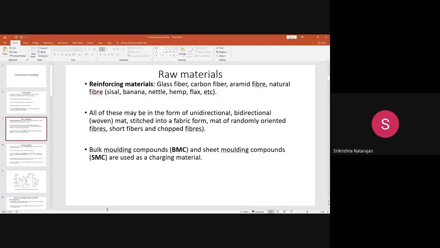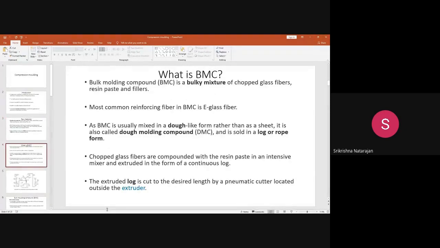Before going into the manufacture, you need to understand what BMC and SMC are. What is BMC? BMC is a bulk molding compound. It is a bulky mixture of chopped glass fibers, resin paste, and fillers. So what does it contain? It contains some chopped glass fibers, some resin paste, and some fillers.